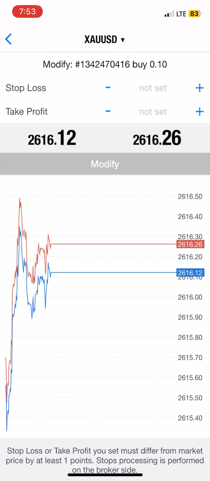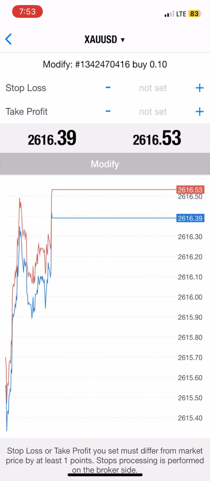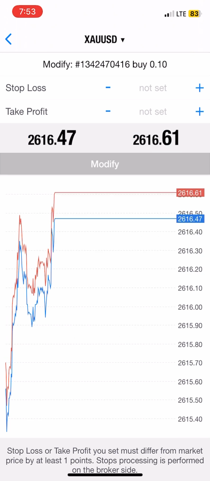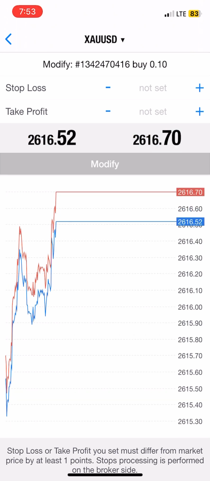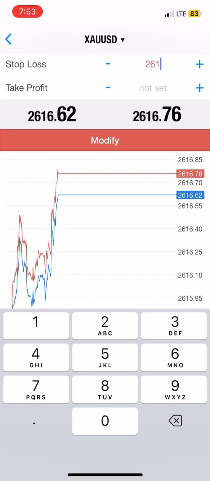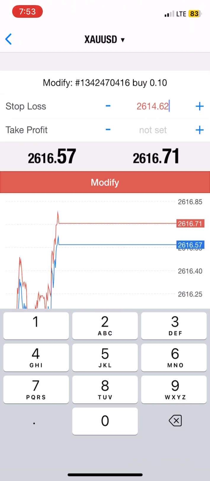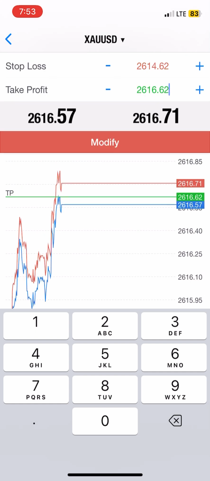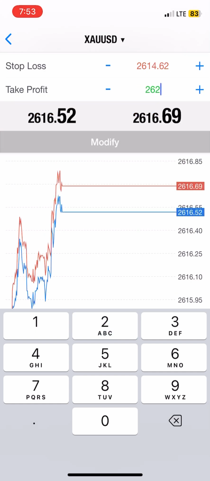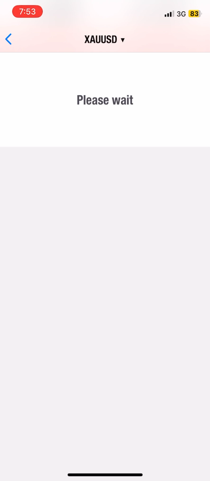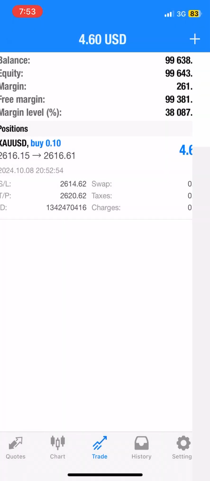Stop loss lets you determine the amount you're risking on a particular trade. So for instance, you're willing to risk $20 on a particular trade, meaning you're looking to make at least $40. For this, we'll be using 2614.62, which is going to be the 20 pips difference from our entry price. So our take profit is now going to be 2620.62. Alright, so I've just inserted our stop loss and TP.